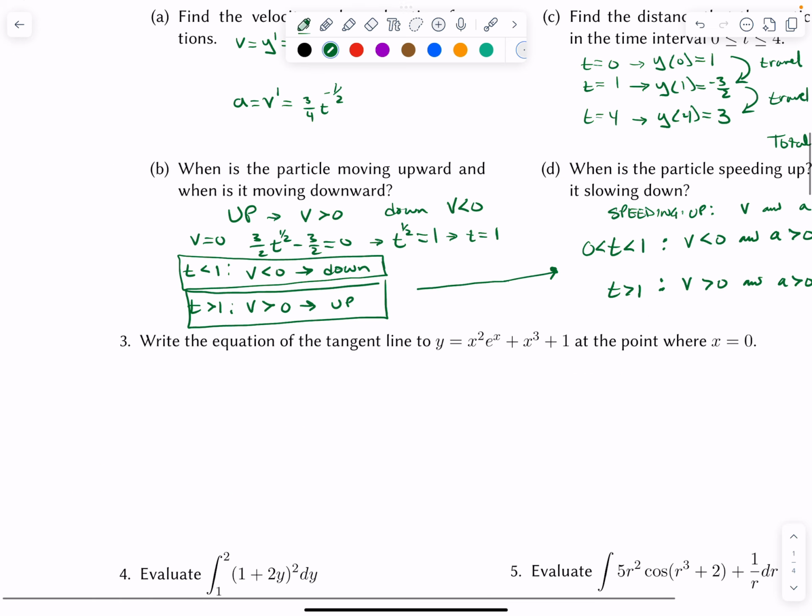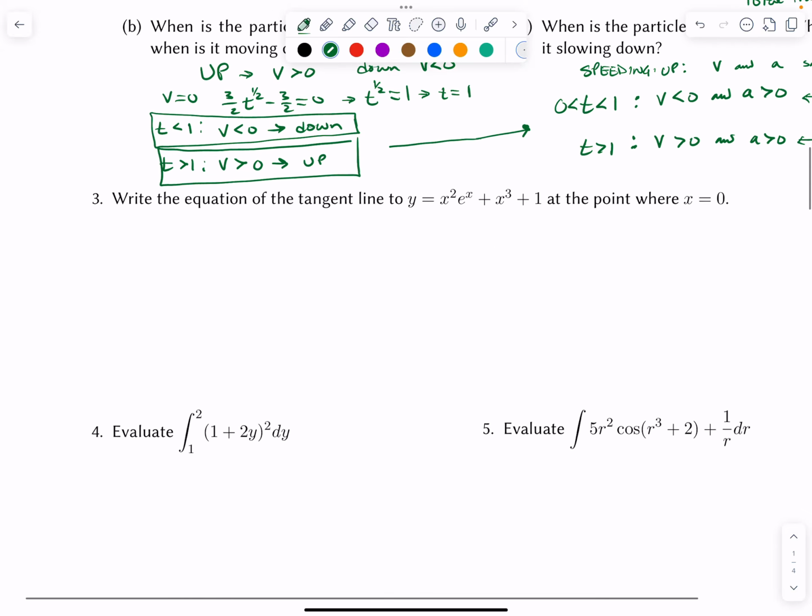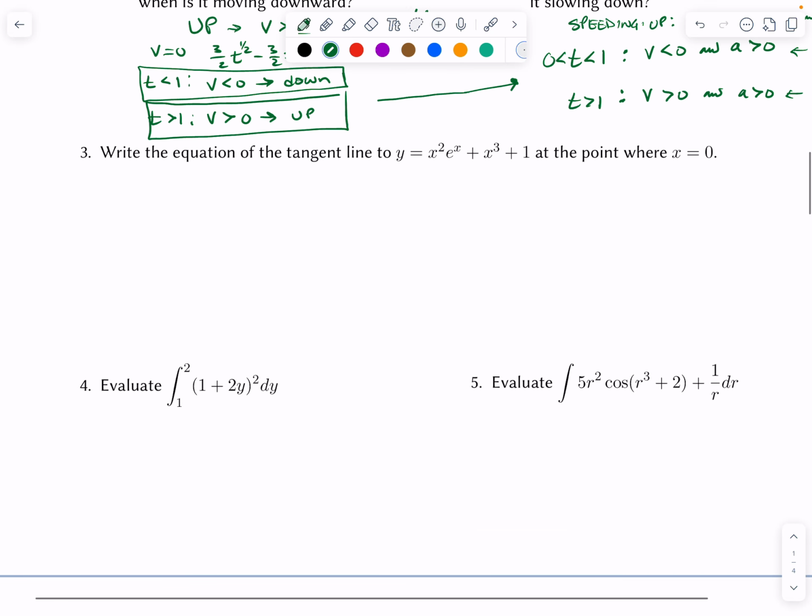Okay, one more for this page. Oh no, there's more than one. Just keeps going, doesn't it? Okay, so tangent line. Easy enough. We need the slope, which is going to be y prime at 0.